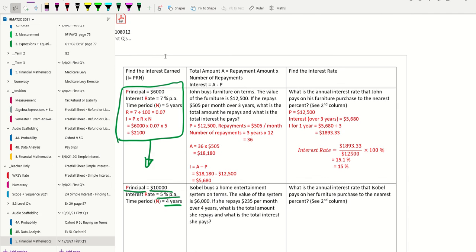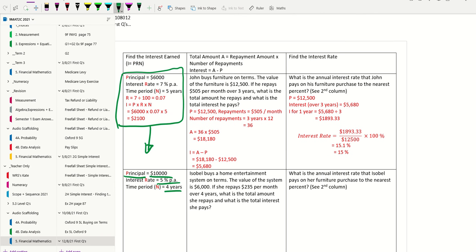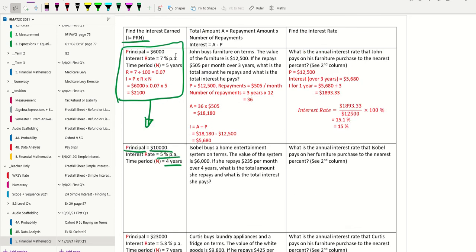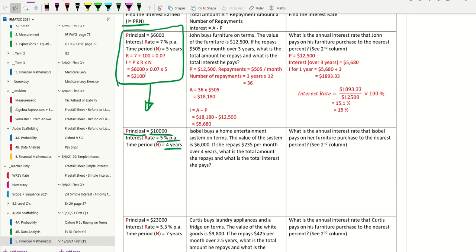And I thought I'd change these, obviously, and paste it back in. We're looking for our interest, I equals PRN. So what you're doing is you're just setting it up with your formula, I, finding out R first, calculate your R as a decimal, which is up here. And then you're substituting them into your formula, I equals P times R times N, to find the totals.